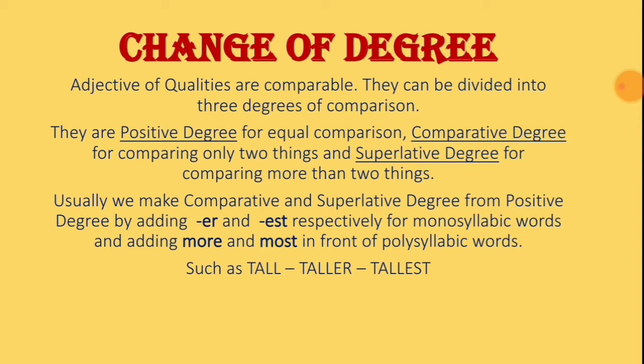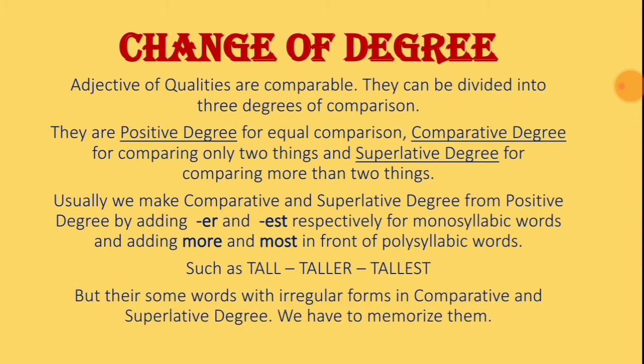Look at the example: tall, taller, tallest. But there are some words with irregular forms in comparative and superlative degree. We have to memorize them, such as good, better, best.